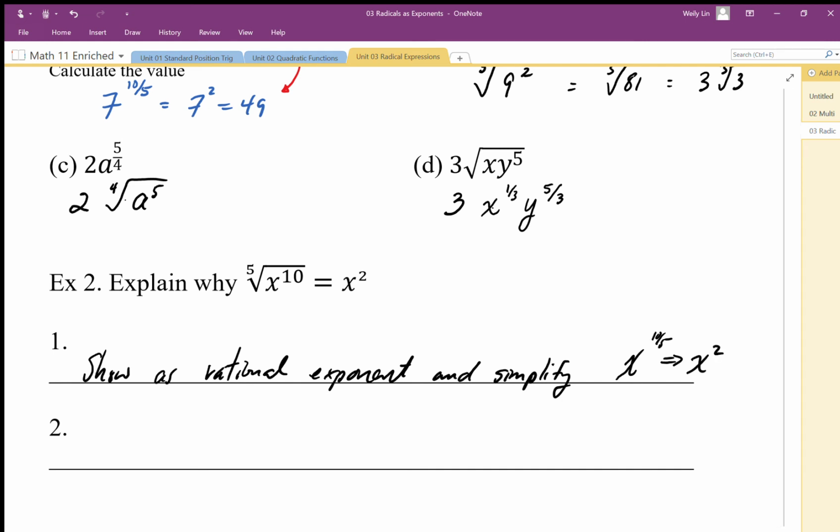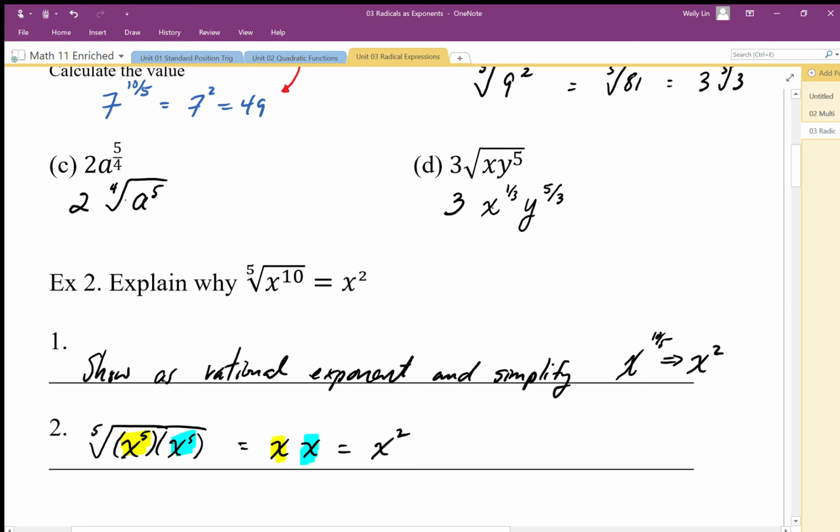Another way we could show this is, we know that the fifth power and fifth root undo each other, so we can express this as x to the power 5. So x to the power 10 is really x to the power 5 times x to the power 5. What this means is that the fifth root and power 5 will undo each other and we get just x. This power 5 and fifth root will give us another x, and that gives us our x squared. So we can justify it in terms of a rational exponent, and we can also justify it in terms of roots and powers.